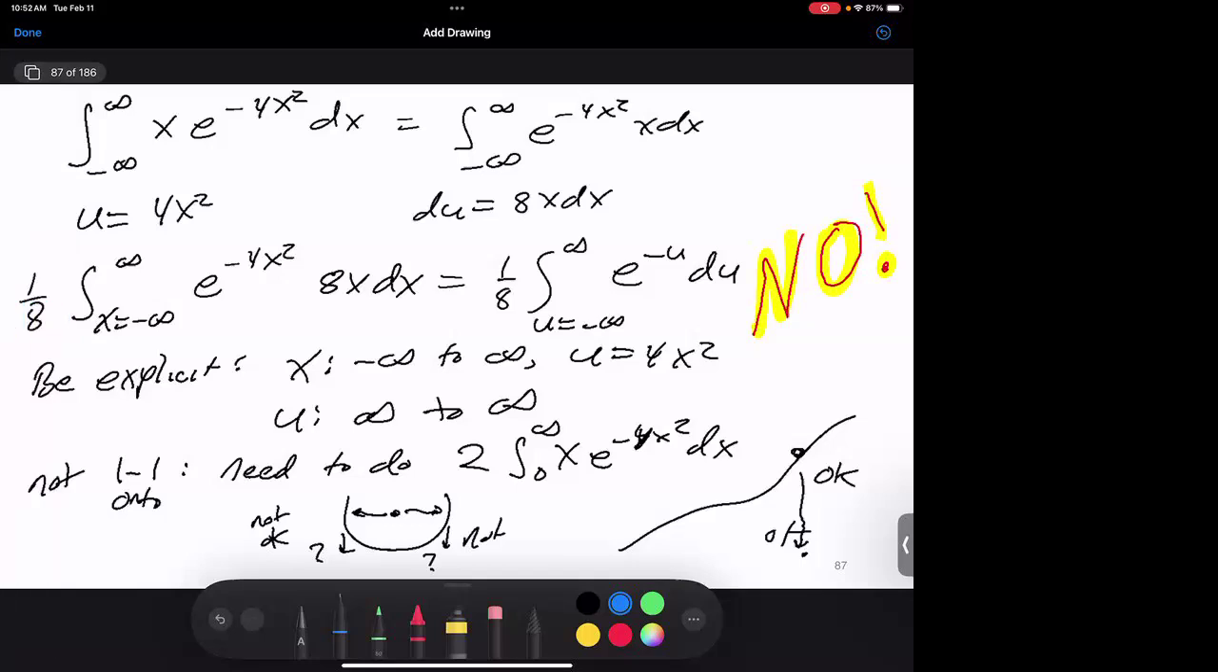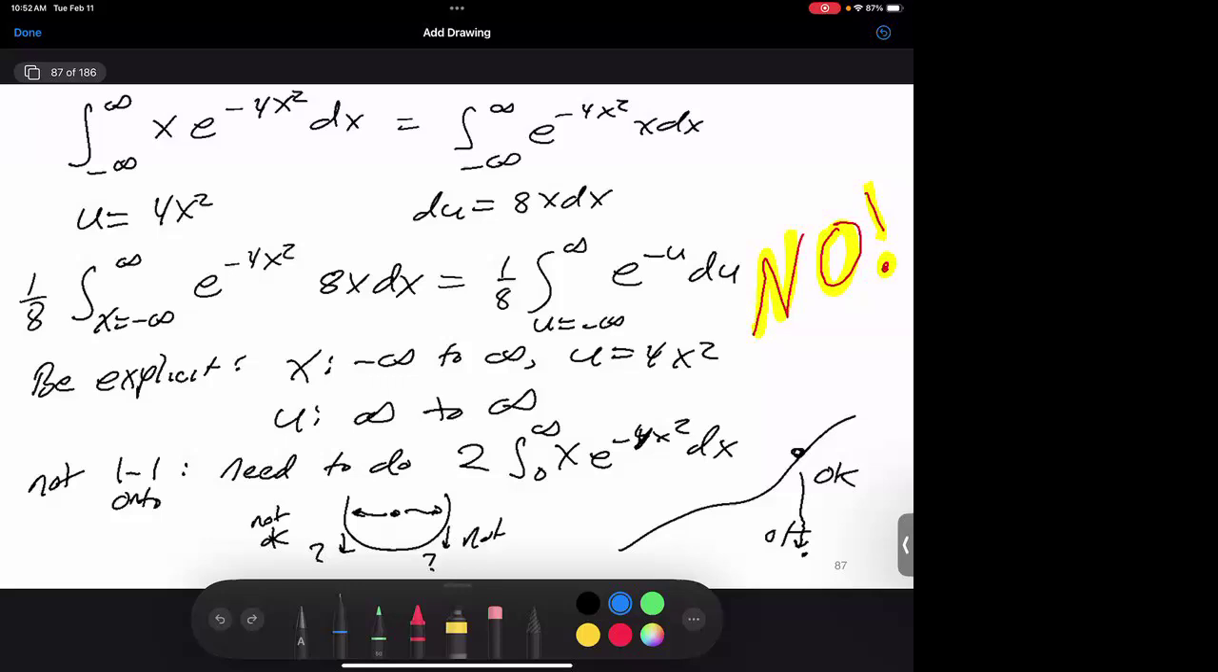What if I gave you the integral from negative infinity to infinity of x e to the negative 4x squared? I could say, well, let's play a similar game. Let's let u equal 4x squared. And if I take that to be 4x squared, du would be 8x dx. So this is almost what I have. I have to put in this factor of 1/8, not a big deal. And I would just get 1/8 e to the minus u du.